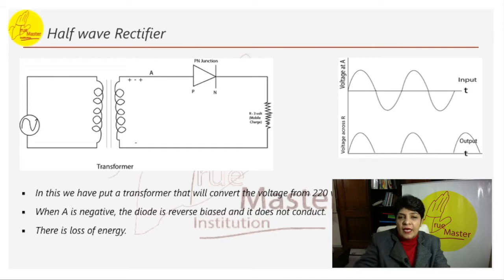When A is negative, the diode is reverse biased and it does not conduct. What is happening is, when we connect it to the AC, sometimes it will be positive, sometimes negative, a cycle of positive and negative. Whenever the current from the AC is positive, it will be allowed to pass through the PN junction, and whenever it is negative, it will not be allowed to pass through the PN junction. There is loss of energy in this half wave rectifier.